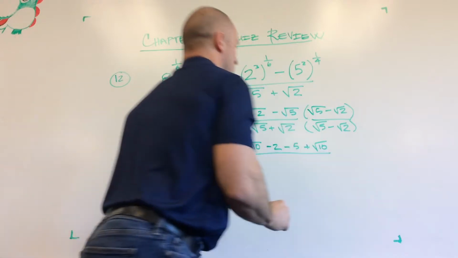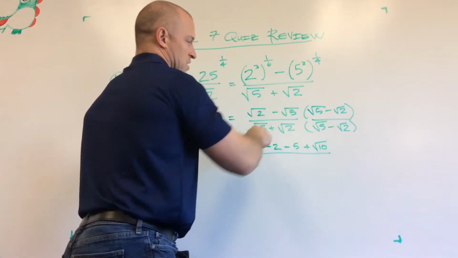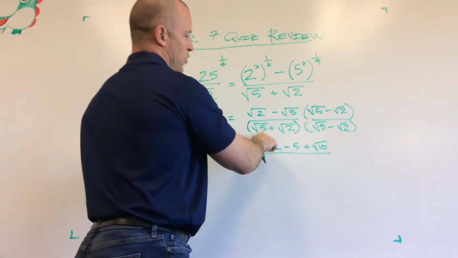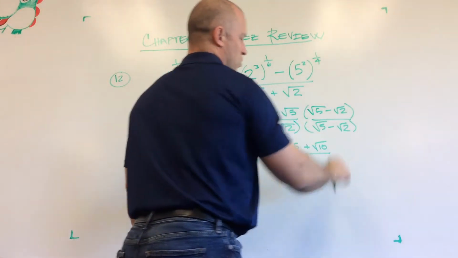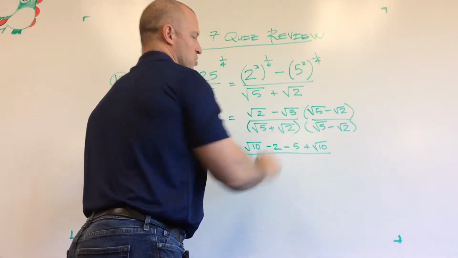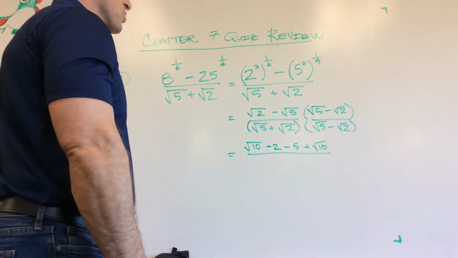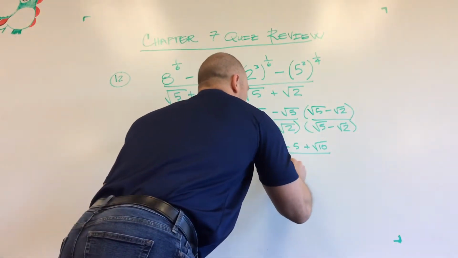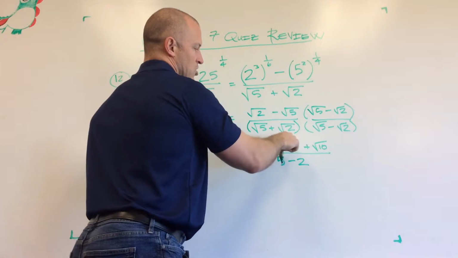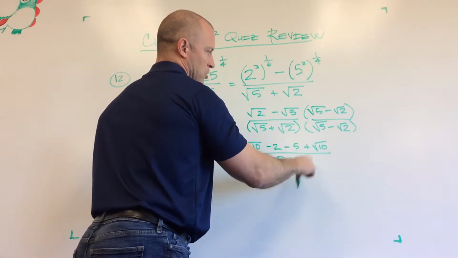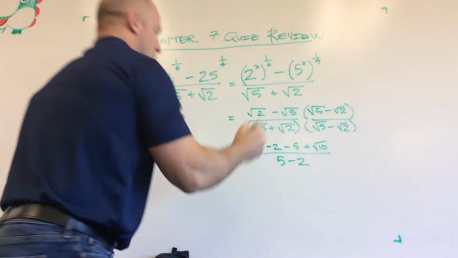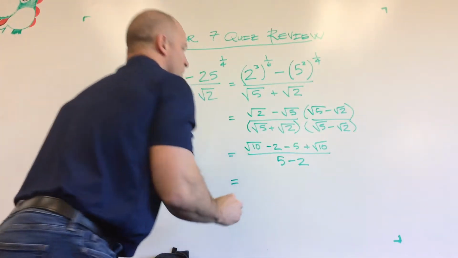On the bottom, this is a difference of squares. As we pay attention to that, it looks like the form of x plus y, x minus y. So we can just square the first term and subtract off the square of the second term because we have a difference of squares. So we're going to get 5 minus 2 because square root of 5 squared gives me 5, square root of 2 squared gives me 2, and we're going to subtract because we have a difference of squares. We'll now combine like terms.